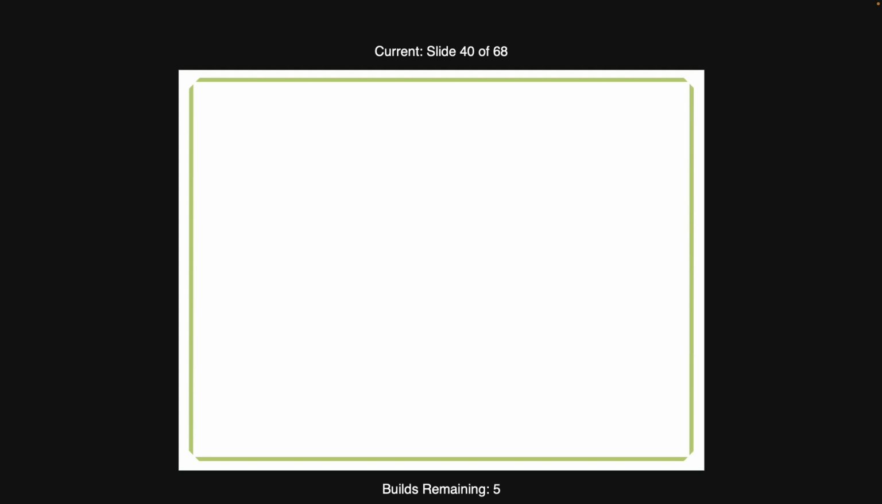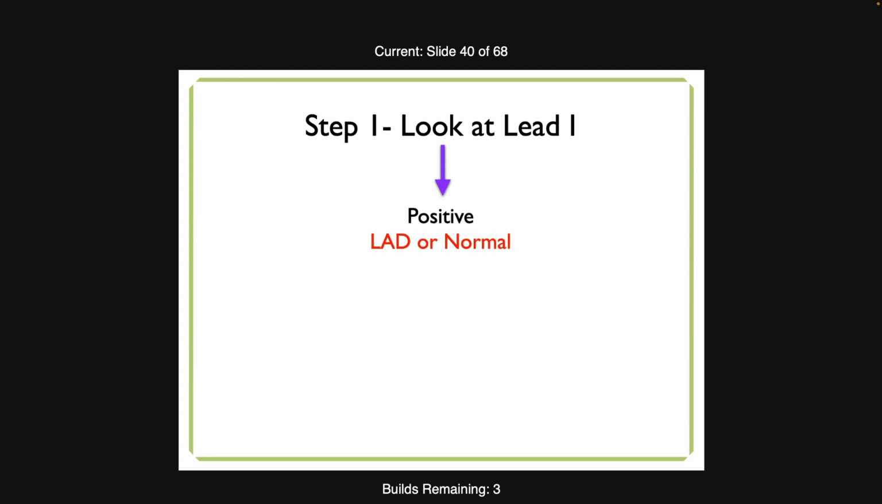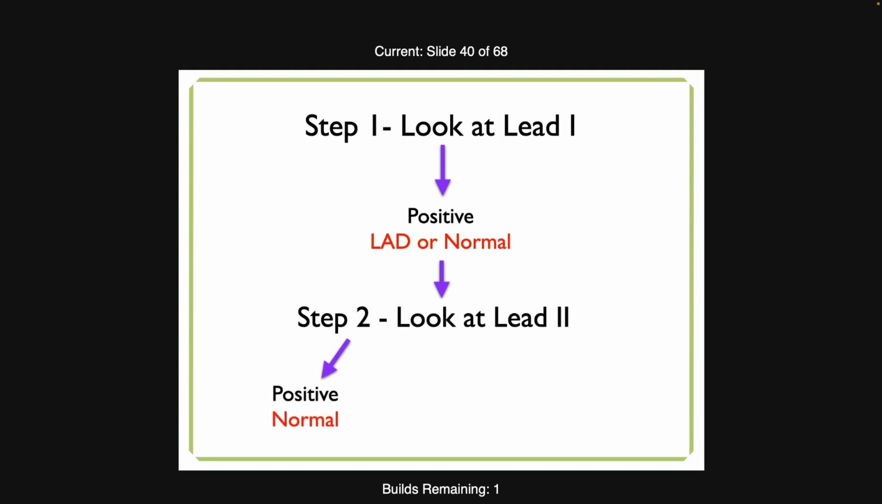So let's put it down another way. Step 1 is always to look at lead 1. And then if it's positive, you've narrowed it down to left axis deviation or normal. Okay? In that case, if you want to determine whether it is left axis deviation or normal, you go to step 2, which is look at lead 2. If it's positive, it's normal. And if lead 2 is negative, it's left axis deviation. You're done.